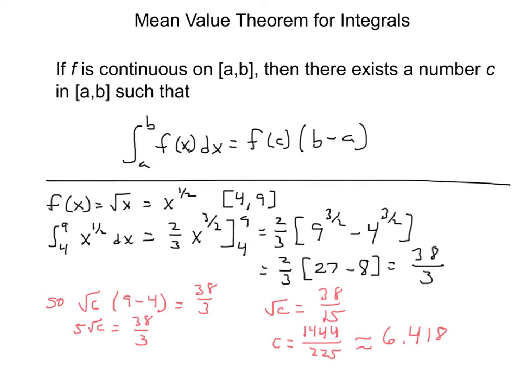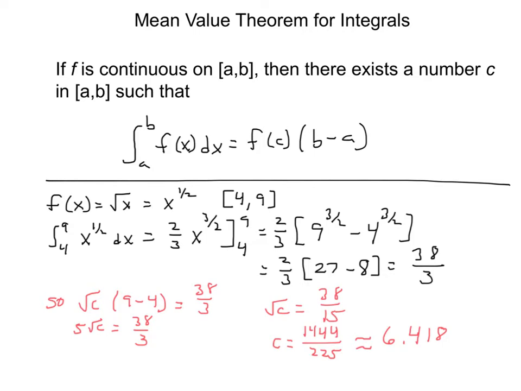And so when I plug that into the fundamental theorem, evaluating it, I get 2/3 times 9 to the 3/2 minus 4 to the 3/2. 9 to the 3/2 is 27, 4 to the 3/2, as we talked about a little bit ago, was 8. So I get 2/3 times 27 minus 8, which will come out to be 19. So 2/3 times 19 gives me 38 over 3.